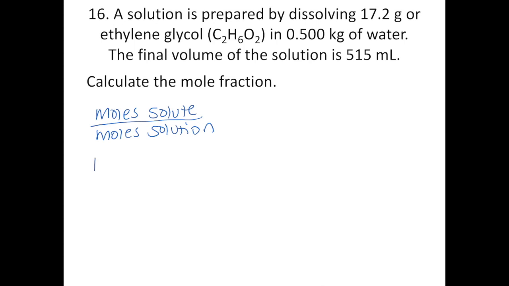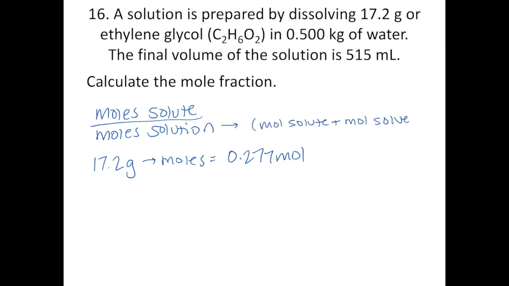So I'm going to take 17.2 grams. I got to convert it to moles. I did that already a couple problems ago. So I can just use my 0.277 moles. All right, moles of solution, I have to add up my moles of solute plus solvent, which isn't a problem. I just have to get the moles of my solvent. Here's the mass of my solvent. It's water. So I got to take this 0.5 kilograms, which is 500 grams.